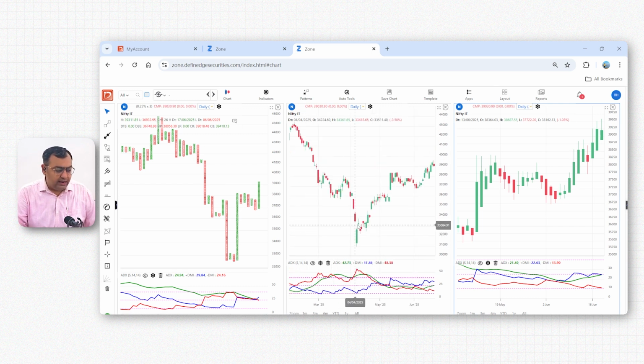So let me start with the candlesticks over here, which are widely followed, or bar charts, which are widely followed.